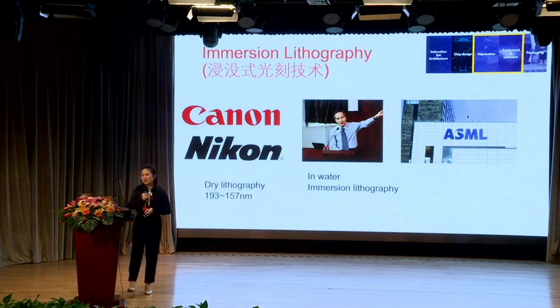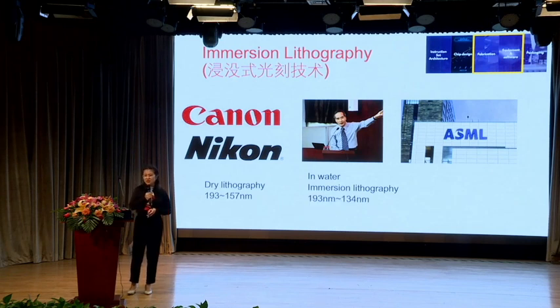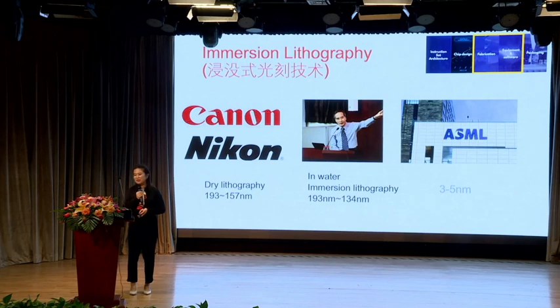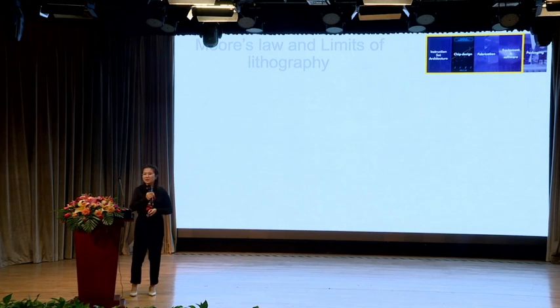in 2004, Nikon advanced the line width on chips from 193 nanometers to 157 nanometers, while ASML advanced it to 134 nanometers. Finally, ASML has become the dominant player in the lithography market, and the line width today has advanced to 3 to 5 nanometers. Can we advance the line width further using the lithography technique? The answer is probably no.